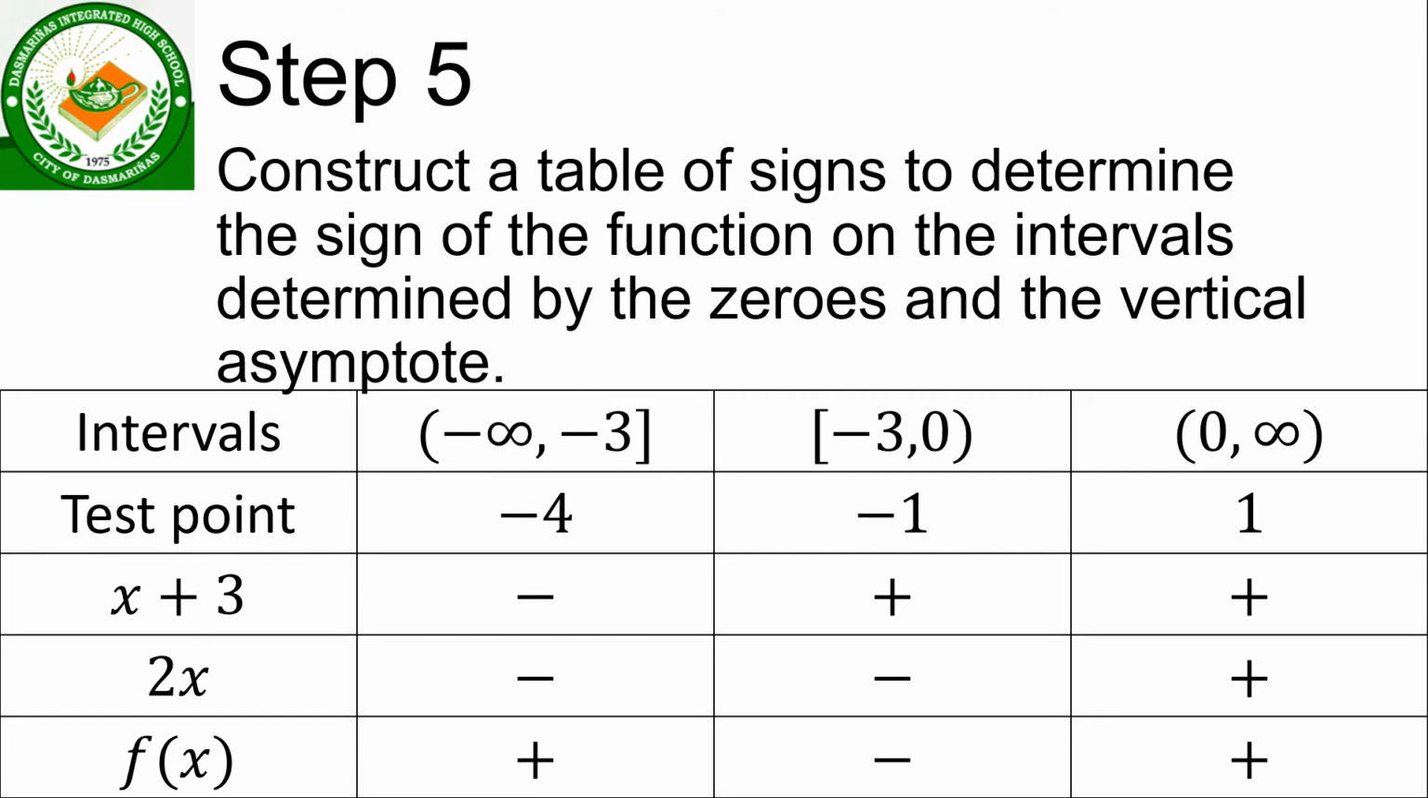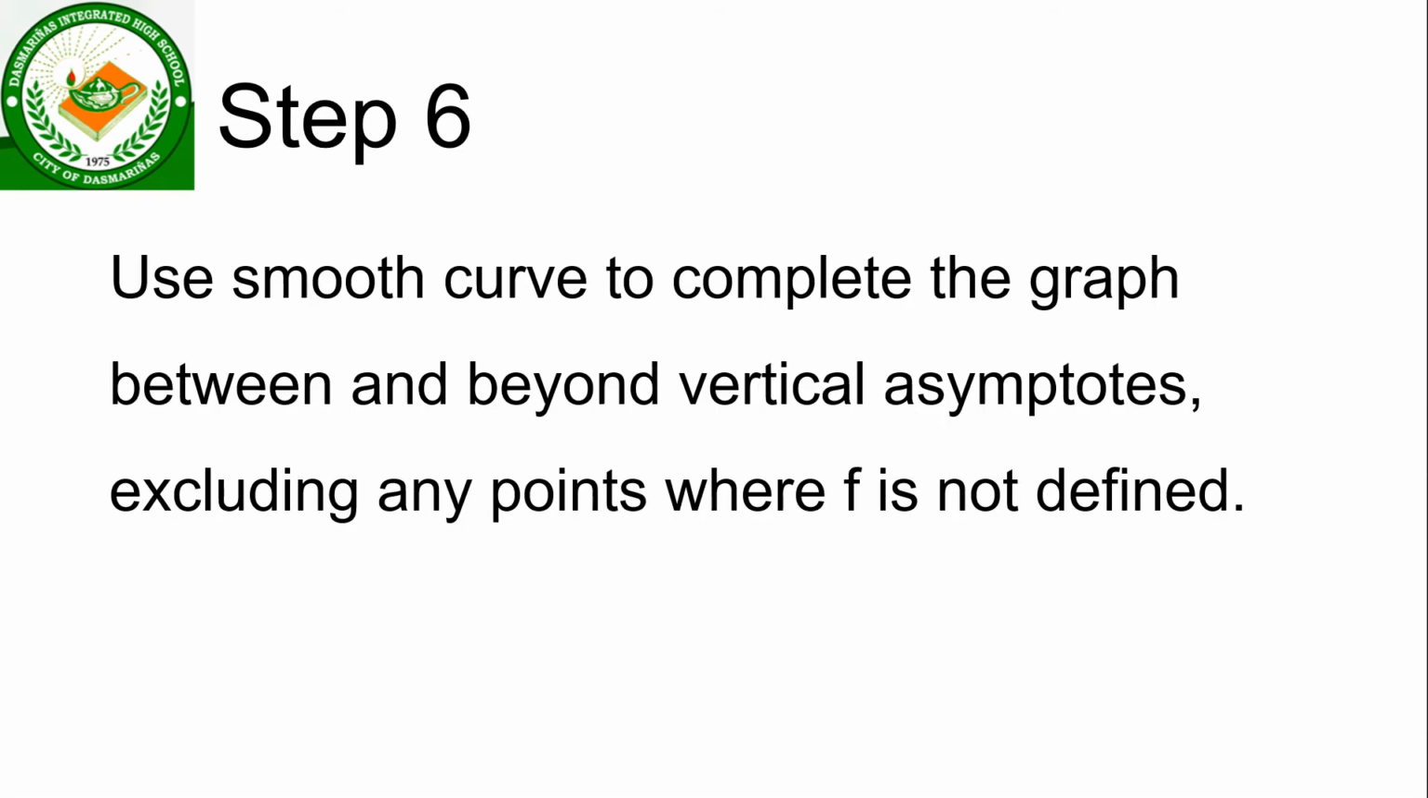Now, it tells us that for the first interval, it is located above the x-axis because it is positive. For the second interval, the graph is located below the x-axis since it is negative. And for the last, it is also positive, so it is located above the x-axis. So we are going to use a smooth curve to complete the graph between and beyond vertical asymptotes, excluding any points where f is not defined.